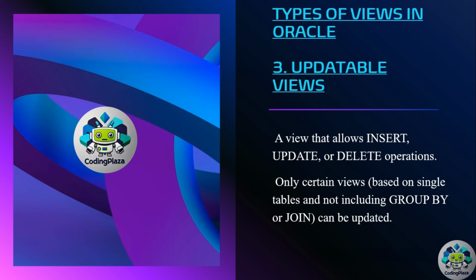A complex view will never be updated. You can't perform any DML operations on it because different joins will be there. You know that multiple joins means multiple tables at a time. How will you update by joining? Not possible. That's the concept of DML. Okay.